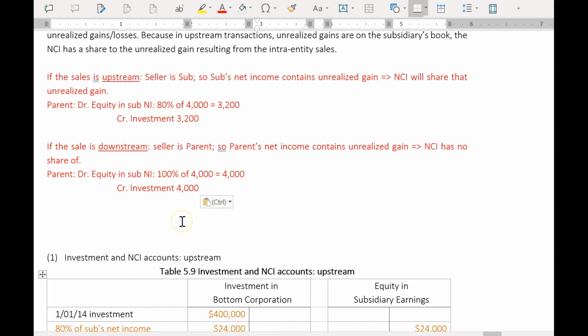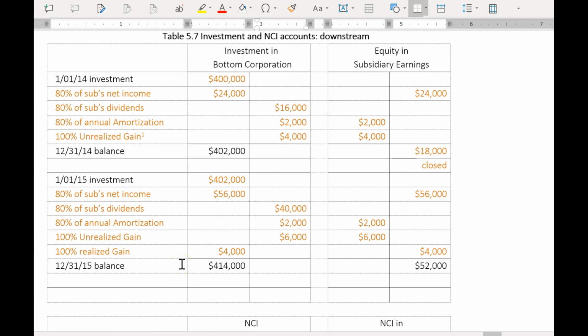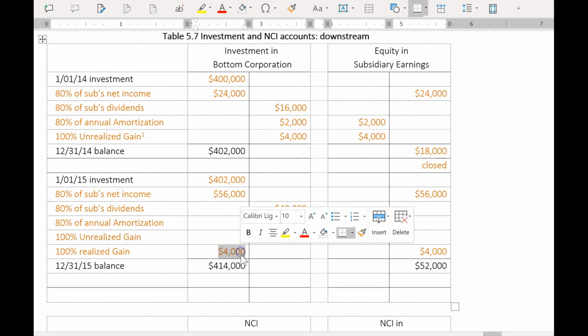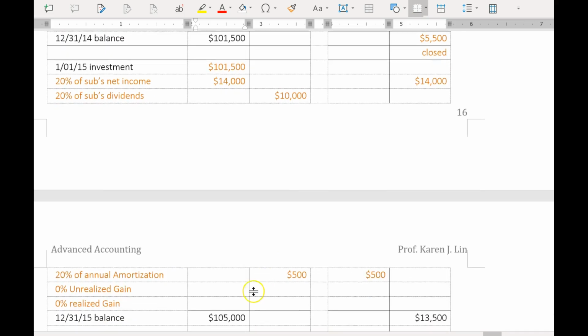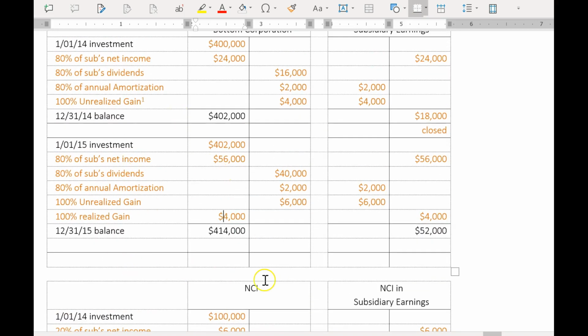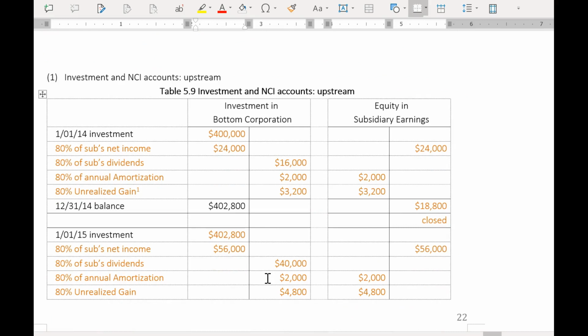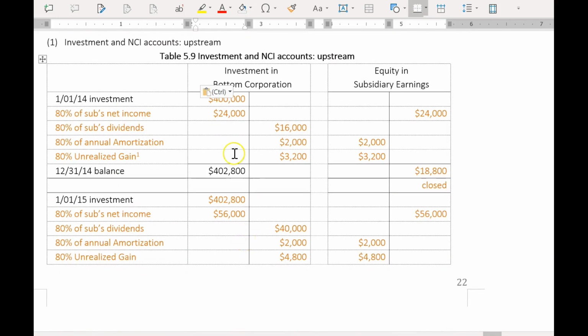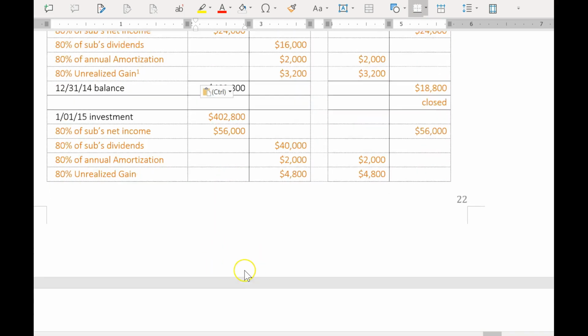If it's downstream, I'm going to show you this. If you go back to the previous pages, you will see that the parent actually recognized the whole 4,000 in 2014 and reversed the whole 4,000 in 2015. So you can see that's 100%, and the NCI doesn't get any impact from the unrealized gain and realized gain if it's downstream. If it's upstream, there is a split between the two parties, the parent and the NCI, by the percentage they own. So that's what it is about. Again, in this case, the parent has unrealized gain deferred in 2014, but it gets reversed in 2015. These two things basically cancel out. You can see that.